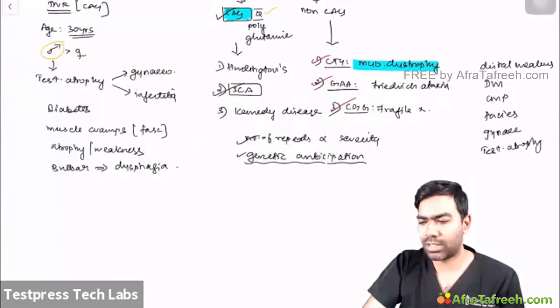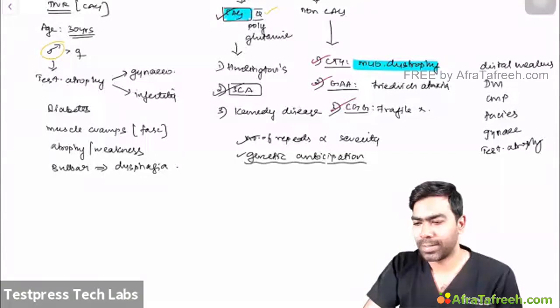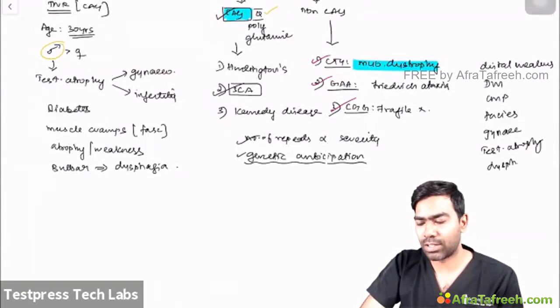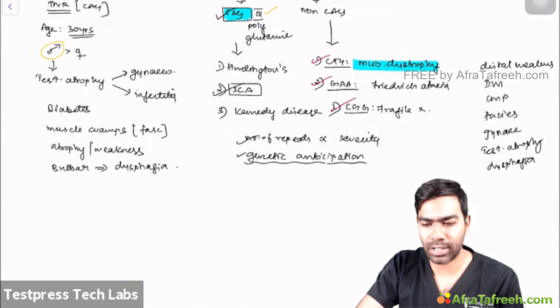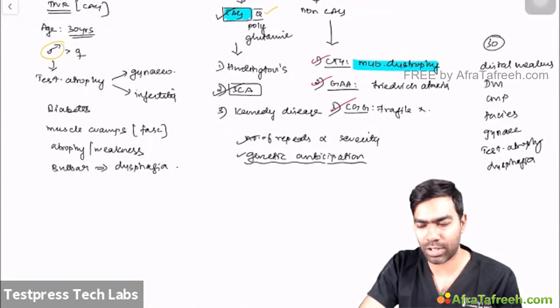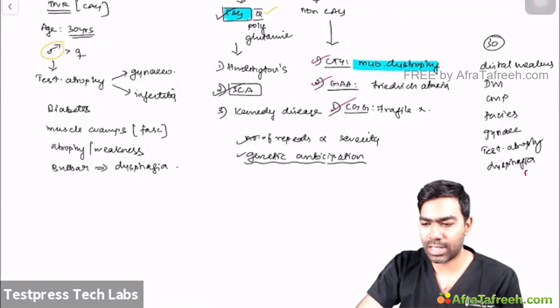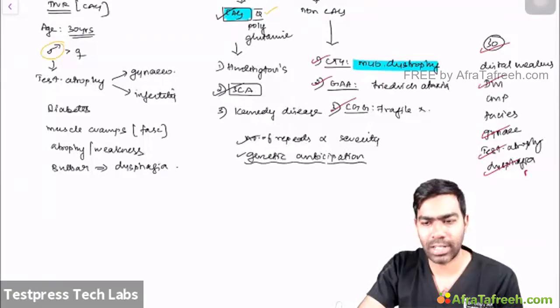And these patients may also have one more thing. What is that? Dysphagia. Dysphagia is common in these disorders as well. So that's what I expected, basically, because this also comes around the 30s, 40s. So what are the common things? Age, diabetes, gynecomastia, testicular atrophy, dysphagia. So many common things are there.